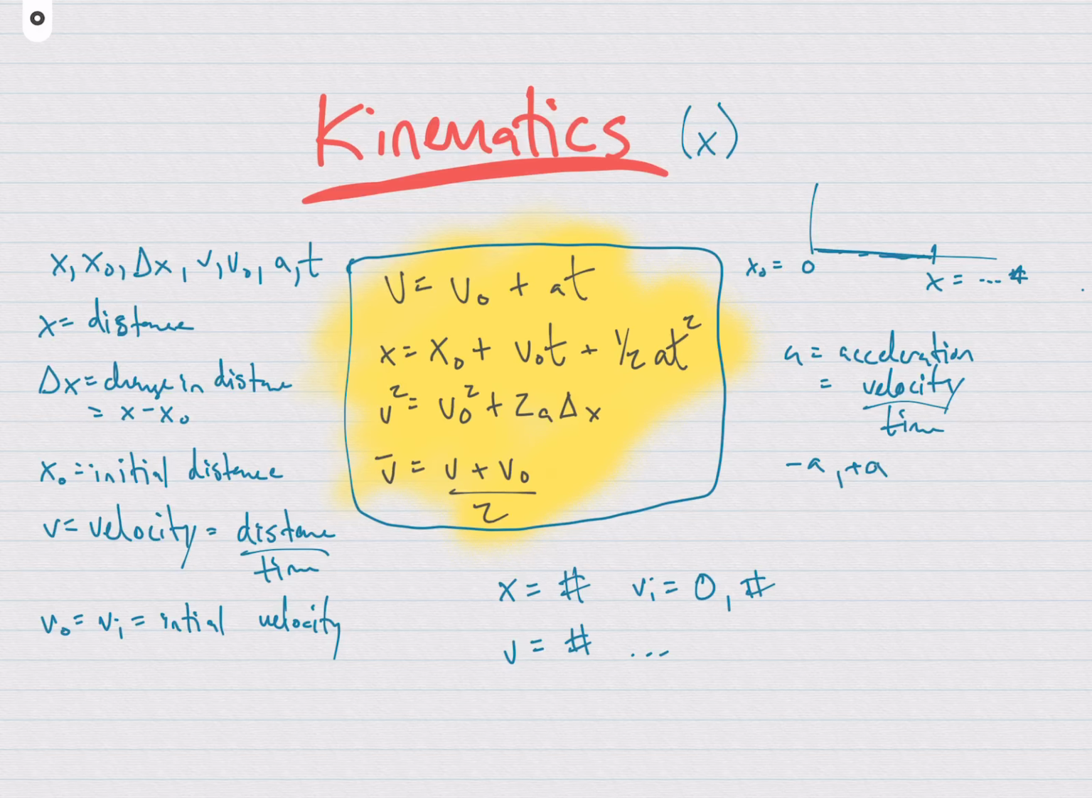But generally, for any kinematics problem that is only in the x direction, these 4 equations are basically the core equations to know to solve any of those problems.